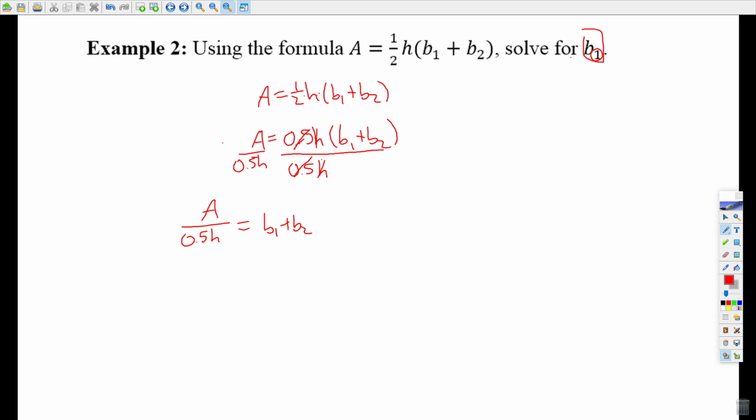Since there's nothing outside of it anymore, we do not need the parentheses. So we don't need it anymore. We just have this. We're actually almost done. We're getting b sub 1 by itself. I'm just going to bring the b sub 2 over. Since it's addition, I'm going to subtract it. Now this looks kind of messy here, but all of these variables and stuff, none of them are like terms. So these are just going to have to stay separate. You're going to have your fraction first, A over 0.5h minus b sub 2. It's all going to be written on one line. And now b sub 1 is all by itself.